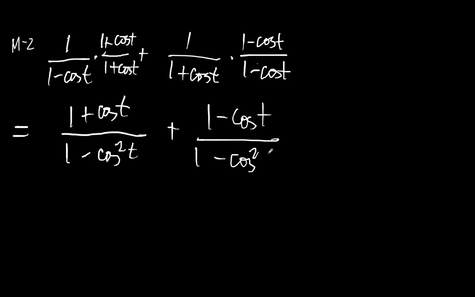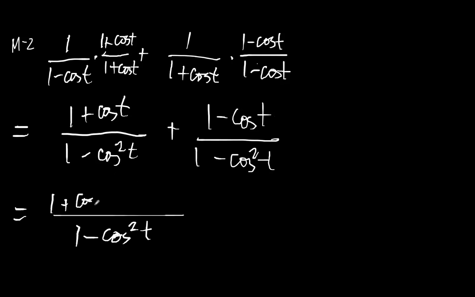multiply 1 minus cosine t over 1 minus cosine square t. Okay, so now look at the denominators, guys. The denominators are already equal or the same. Okay, so we're just going to copy. That's how we add fractions. So just consider this as a number. They're just numbers, diba? Na medyo complex in a different form. So 1 plus cosine t plus 1 minus cosine t.